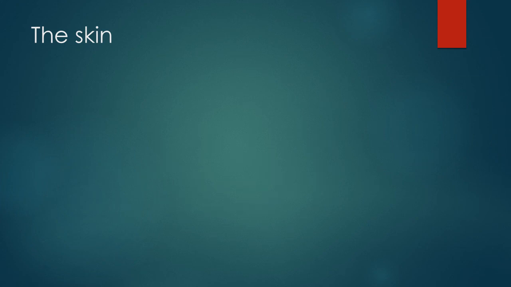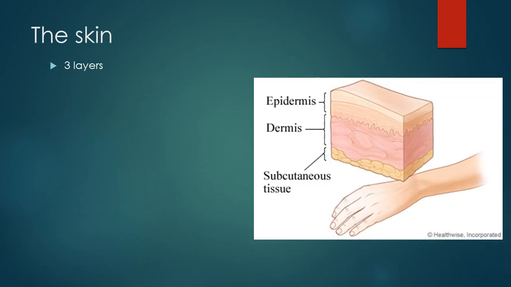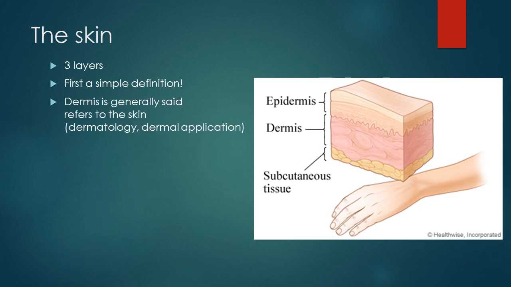So the skin consists of 3 layers: epidermis, dermis and subcutaneous tissue or subcutaneous layer. In general, when we talk about the skin, we talk about a dermis. So yes, I know it's the middle layer, but in general, when talking about skin, we say dermis. Like dermatology is the study of the skin. Dermal application means applying on the skin. And a dermatologist is the doctor of the skin, a skin doctor. So yes, it's the middle layer, but also dermis in general means skin in general.